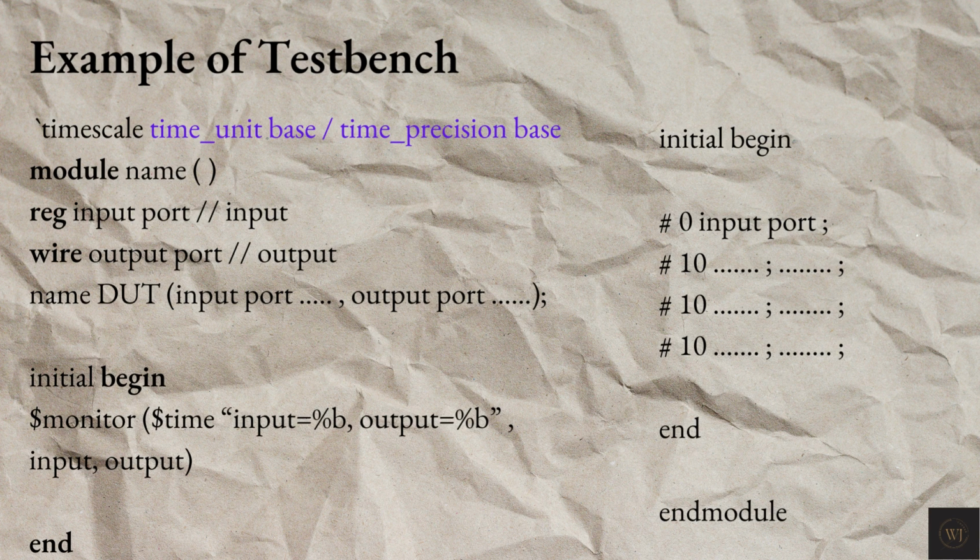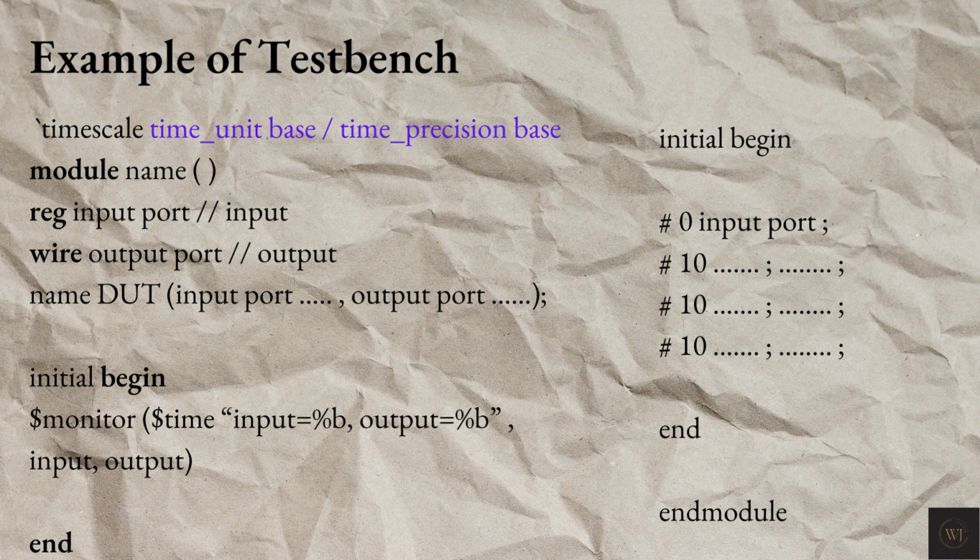In a testbench, the inputs are declared as reg, while the outputs are declared as wire. Instantiate the DUT, which is the device under test. Inside the initial block, there are some standard system tasks that can be used to print results. This example of a testbench shows $monitor, which continuously monitors listed signals. Other standard system tasks will be introduced later.